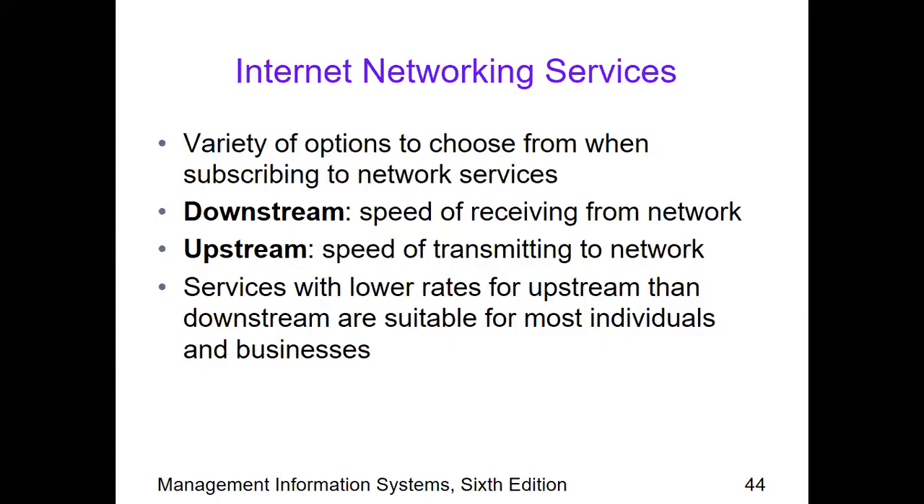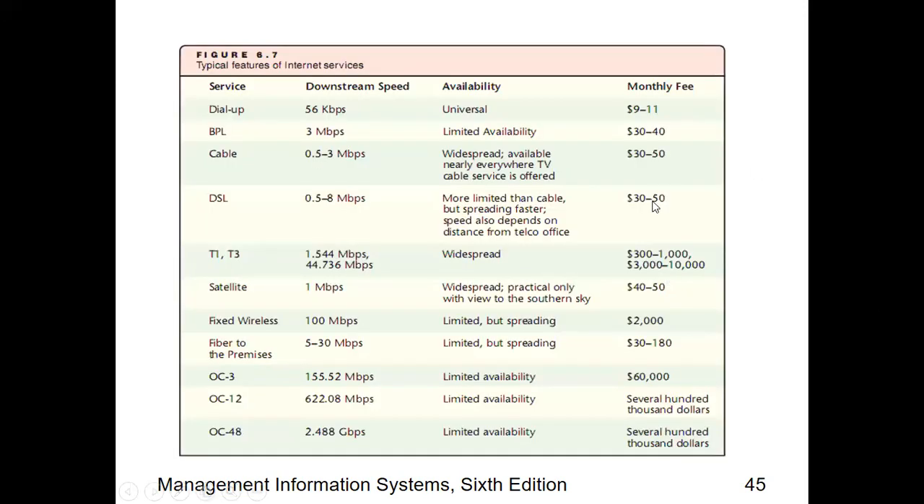And you should be able to think about this now. Probably the reason for this one is that for most individuals and businesses, we are more into receiving information from the network. So that's why downstream would be more important to us than our upstream choices for the services. Then next to that would be the typical features of internet services from dial-up down to OC-48.